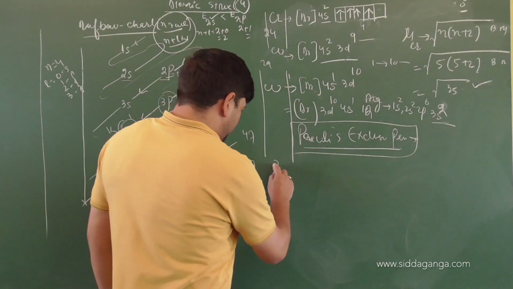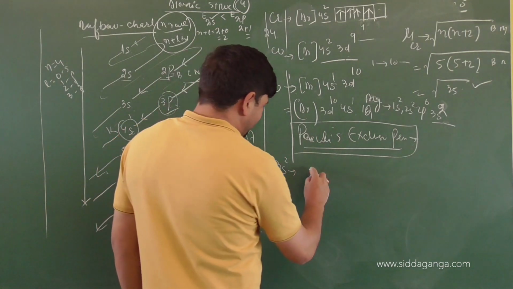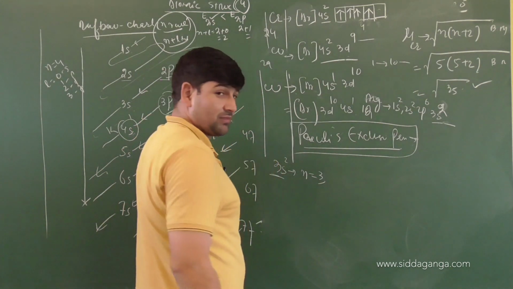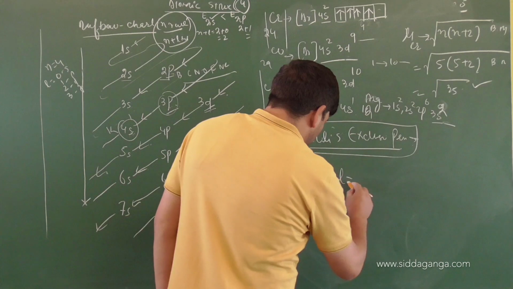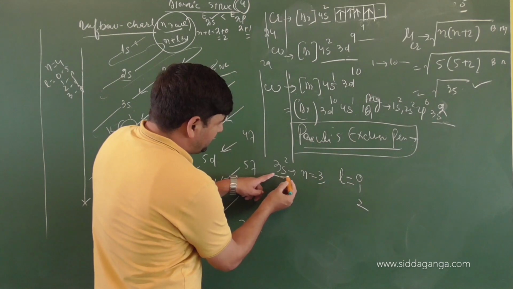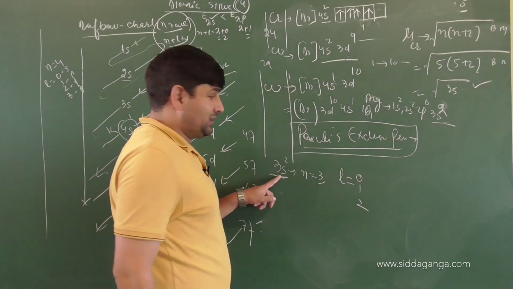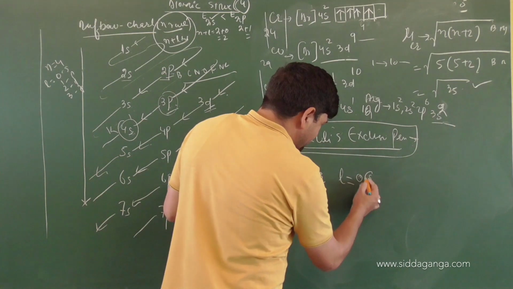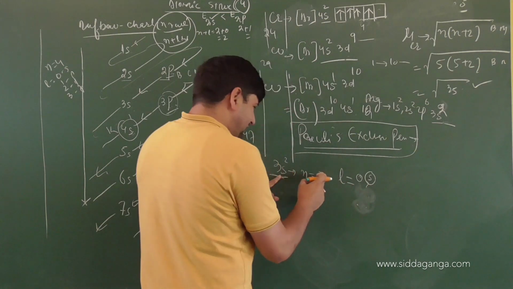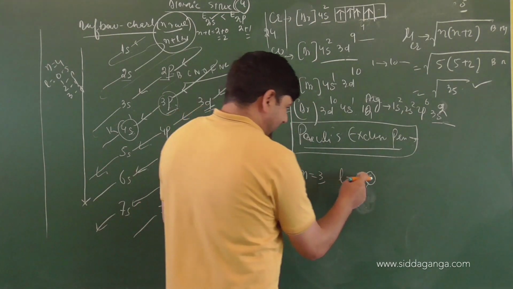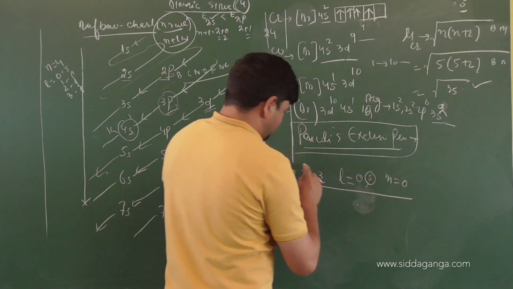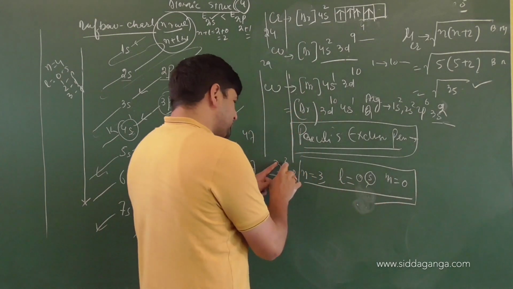Have a look. For 3s2, what will be the n value here? That means the principal quantum number. So n value will be 3. What is the l value? There are 3 l values: 0, 1, 2. But the electron is in the s subshell. Which of these represents s? 0. So 0 will be applicable, not 1, not 2. So n will be 3, l will be 0. When l is 0, what is the value of m? Again 0. So these 3 quantum numbers are the same for these 2 electrons.